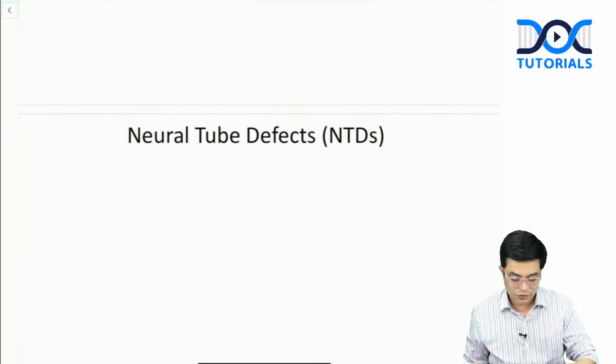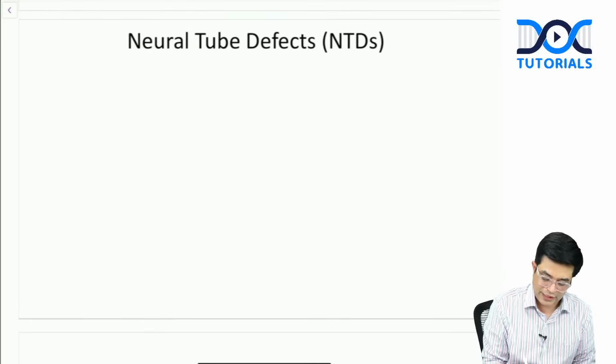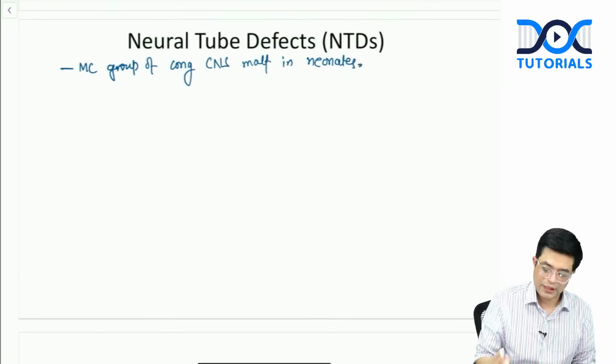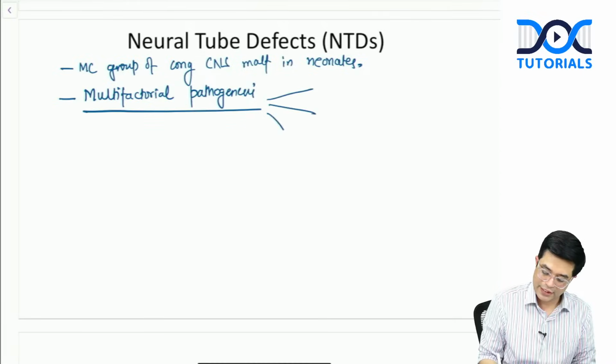So let us revise a few facts related to neural tube defect. Only one-liners I will be writing. First thing, neural tube defects, they are the most common group of congenital CNS malformations in newborns. First point. Neural tube defects, they are multifactorial. They have multifactorial pathogenesis. तो एक रीजन नहीं होता है, multifactorial pathogenesis. They arise due to folate deficiency, which is the most important cause in mother in pregnancy.